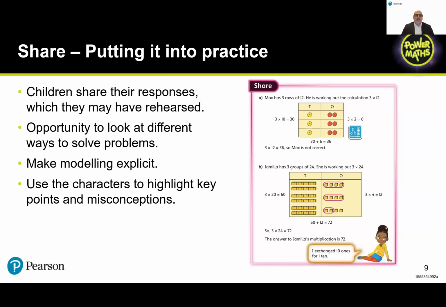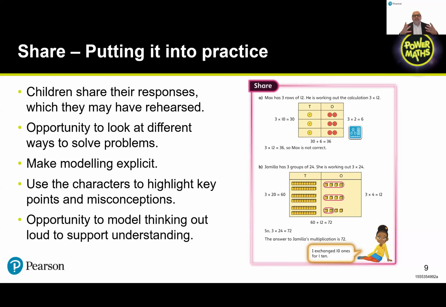Use the characters to highlight key points and any misconceptions. And this also provides an opportunity to model the thinking out loud to support that understanding. The characters help that, but again, some of the language that I use about 1 ten, 2 ones, pointing to the 1 ten, 2 ones, this is the language that you want children to use. I think that's your opportunity as a teacher, to be precisely modeling that language as much as you can. And again, the notes and guidance around it in the teacher guide and on the page should help support that.